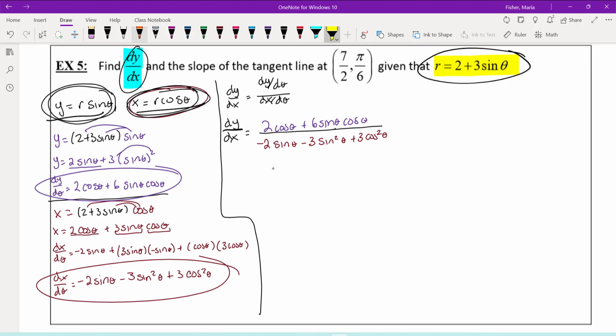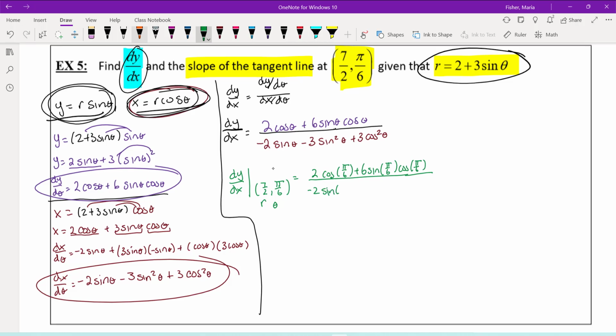Now it wants us to find the slope of the tangent line at this given point. So I need to evaluate this derivative at this given point. dy/dx evaluated at the point 7 over 2 comma pi over 6, remember this is r and this is theta, would equal 2 times the cosine of pi over 6 plus 6 times the sine of pi over 6 times the cosine of pi over 6, over negative 2 times the sine of pi over 6 minus 3 times the sine of pi over 6 squared plus 3 times the cosine of pi over 6 squared. Let's get all these values.